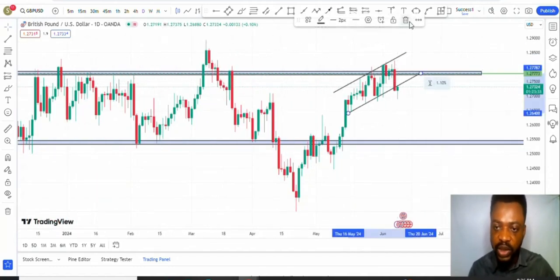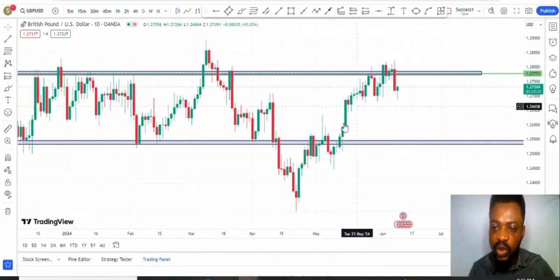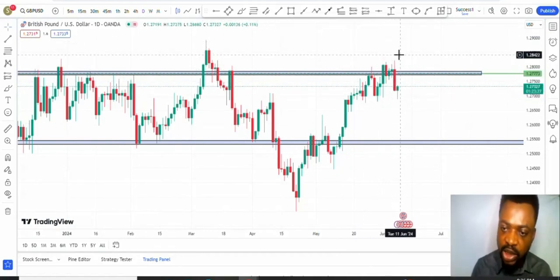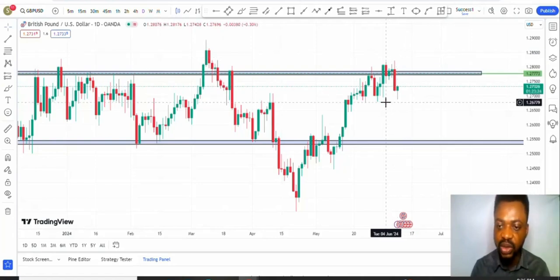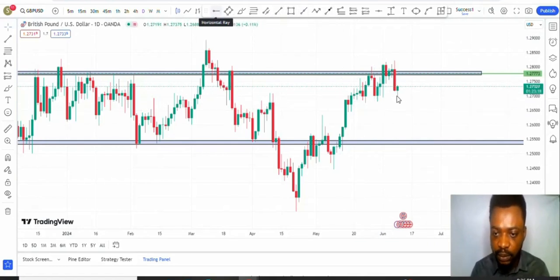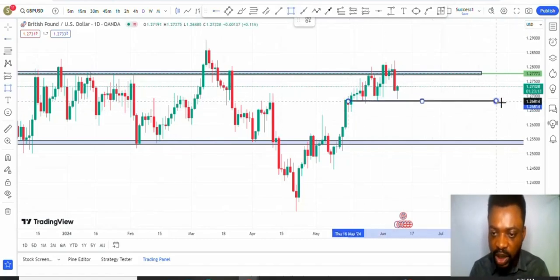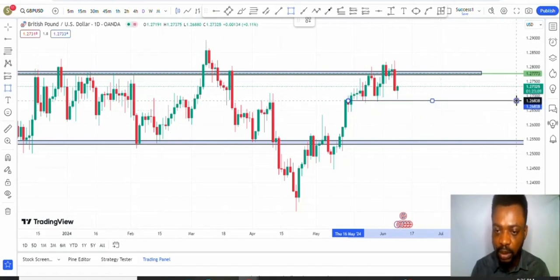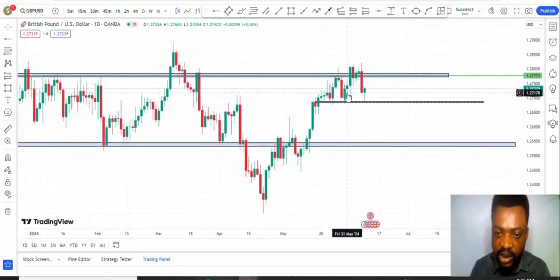GBP/USD has not been able to actually break this area since we got here. This was the NFP drag. When we thought we were breaking it, there was this massive drag down to the downside. Sellers came to push price downwards, and ever since, GBP/USD has just been struggling between all these levels, between these areas, from here, here, here.